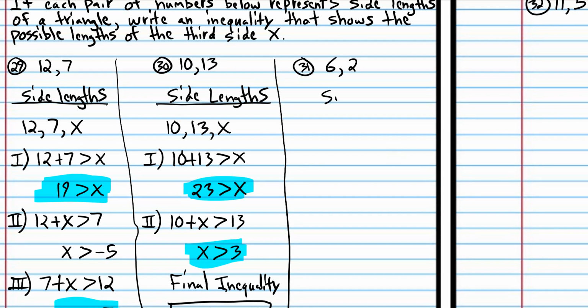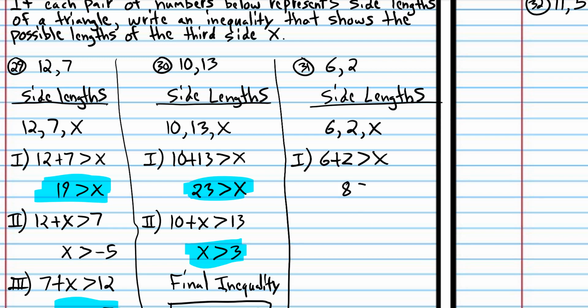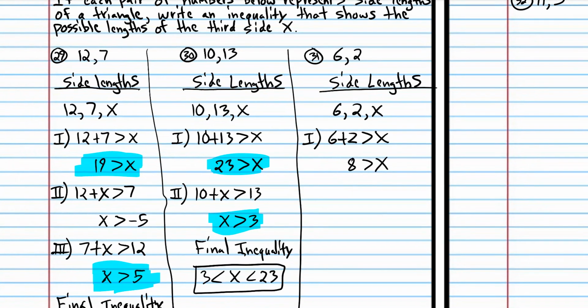All right, so the possible side lengths we're assuming are 6, 2, and the third length is x. So we're going to do our first inequality. 6 plus 2 must be greater than x. So that means that x must be less than 8. That's useful information. And now we're going to do 6 plus x is greater than 2.